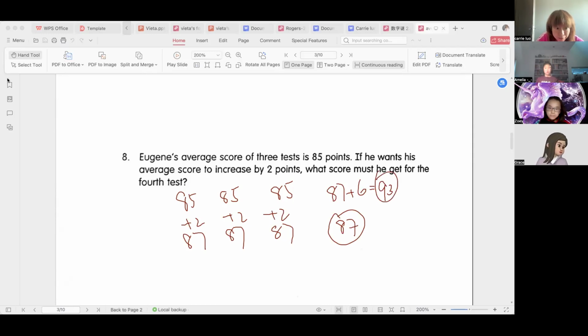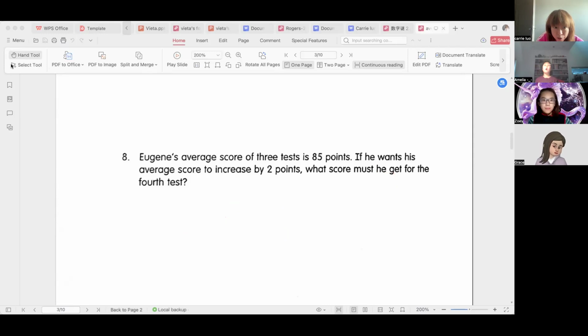Get it? Yes, very good. So with this method, you can do it much, much quicker.